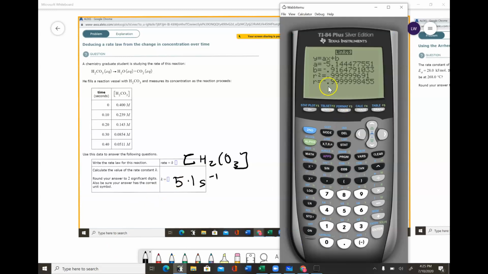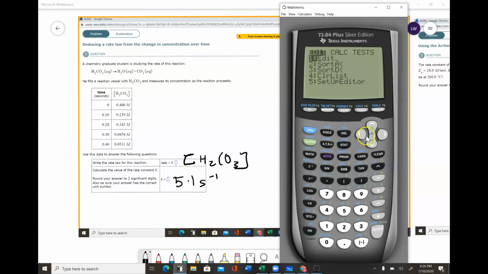Now, if it wasn't first order, if this r squared wasn't near 1, what I would then do is check that it's second order. So I would go into the stat menu and calculate again. I still want to do a linear regression, but this time I check time against 1 over the concentration, which would be list 4 in my table. So I go into list 4, go down to calculate, and when I press enter you can see that my r squared is a lot further away from 1, 0.92. So it is not second order.